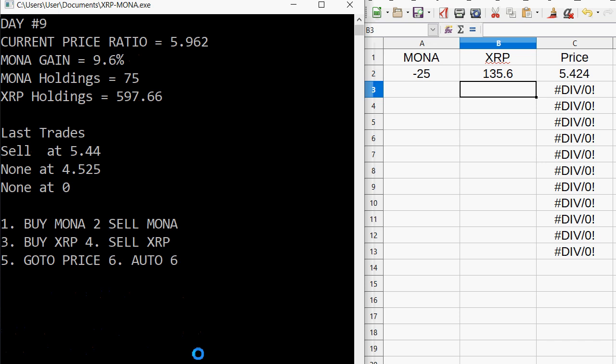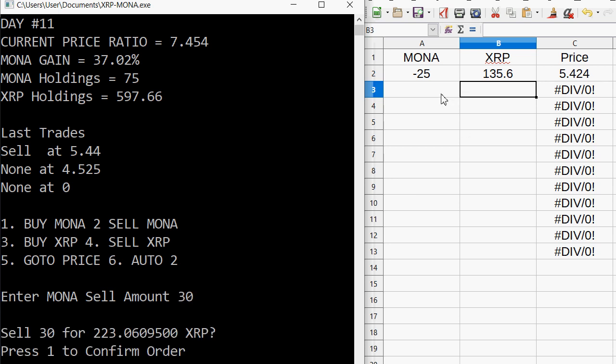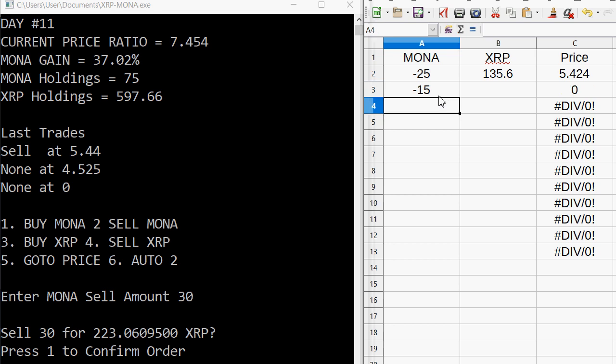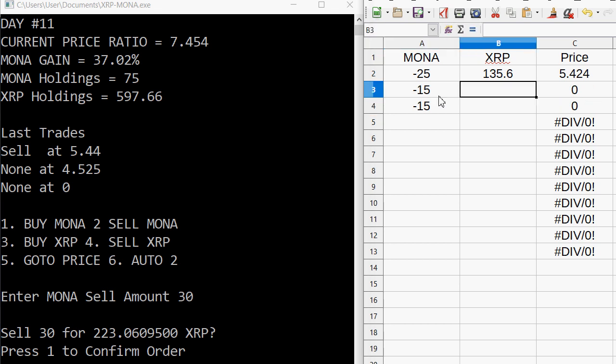And I'm going to push 6 again, and it's Mona gain. This is 37% gain, up to 745. So I'm going to sell Mona again. I own 75. And I'm going to sell 30. But what I'm going to do is I'm going to put in negative 15 here twice. And I'm just going to put the half of what I get. I'll do 100 here and 123 in this one.